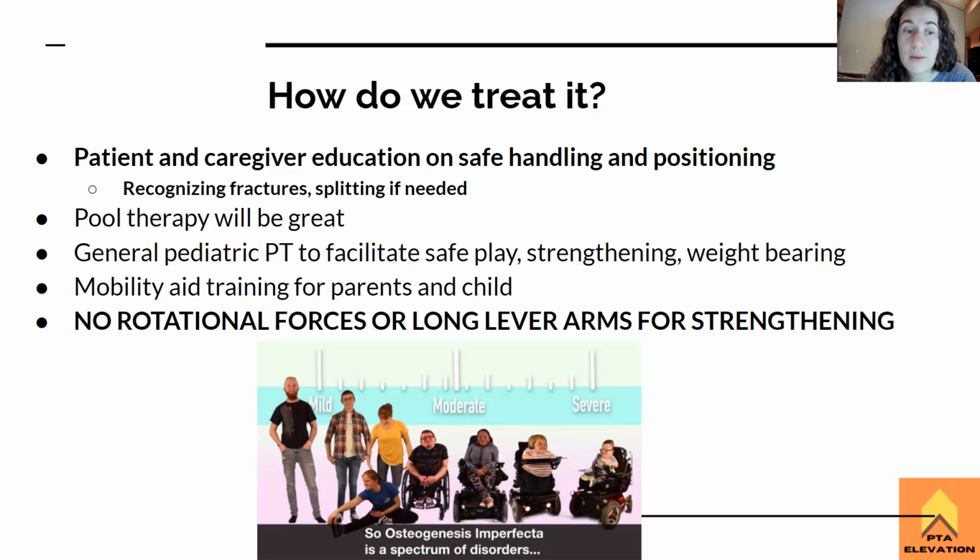Again, with this kiddo, we want to make sure we're training them on their mobility aids, because they might be using a scooter, as we see down here. Osteogenesis imperfecta is a spectrum. They could be in a wheelchair. They could be using Lofstrand crutches. They could be just using a single cane or something like that. We want to make sure that the kids are aware how to use it, and the parents are aware how to use it as well, because if the kid's really young and they need to be in a wheelchair, the parent might be the one maneuvering the wheelchair. So I want to make sure that these kiddos are well taken care of, that they know what they're doing with their mobility aids. We're not using long lever arms or any sort of rotational forces.